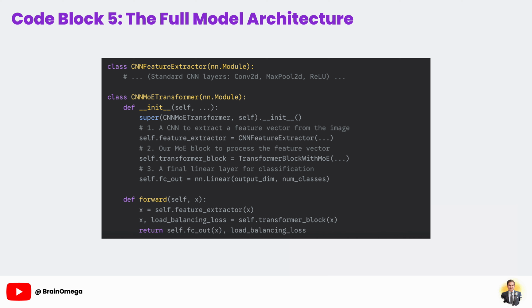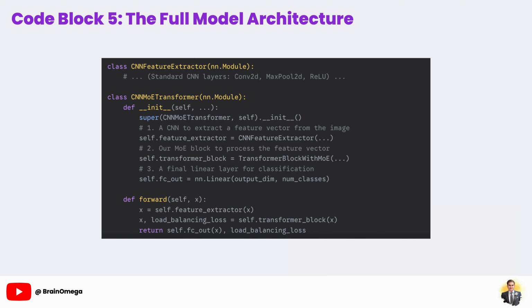Now let's put everything together into our final CNN+MoE transformer model. The architecture is a powerful and common pattern. First, we define a CNN feature extractor. This is a standard convolutional neural network whose job is to take a raw input image and convert it into a flat feature vector that captures its important visual information.